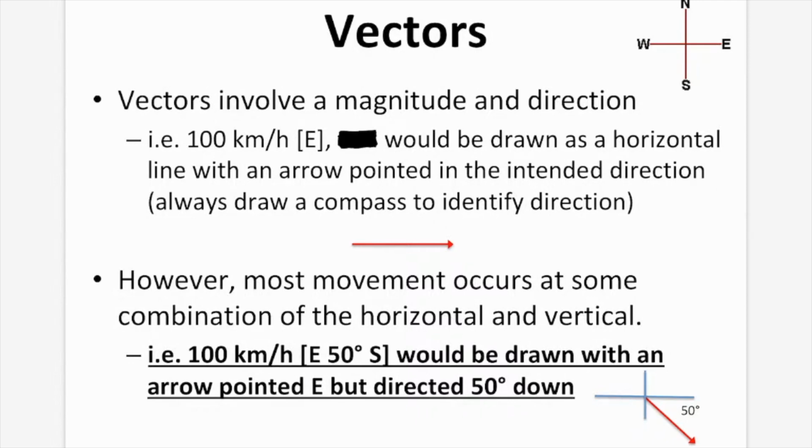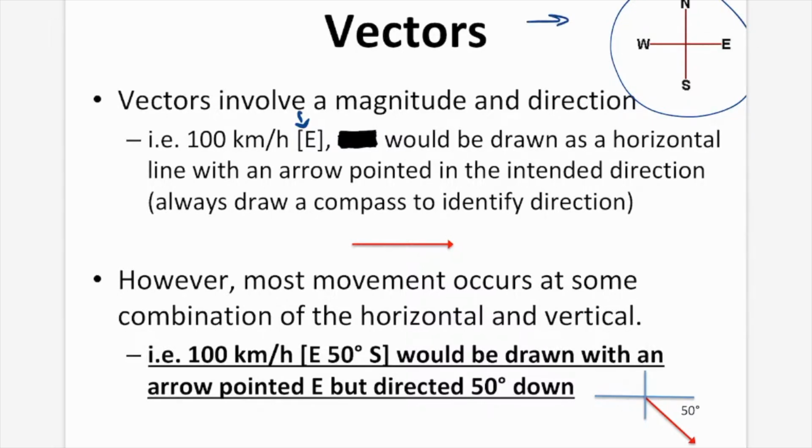Vectors. Vectors involve a magnitude and a direction. So it's different from scalar quantities, which are simply magnitude. Vectors are going to also have that direction component, so the east component, for instance. So for example, 100 kilometers per hour east would be drawn as a horizontal line with an arrow pointing in the intended direction. And usually what we do is we draw a compass in the top or some kind of directional coordinate system to indicate which way we're moving.